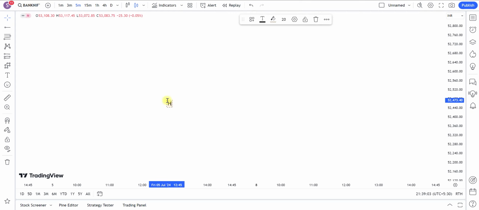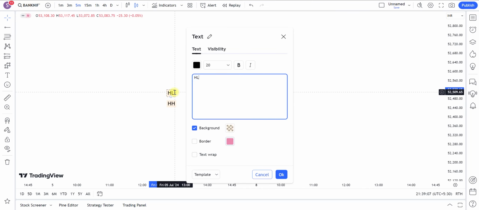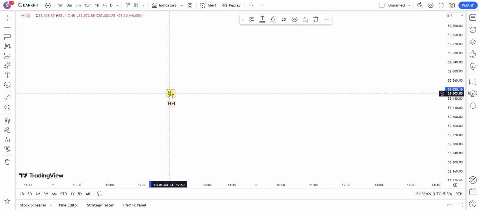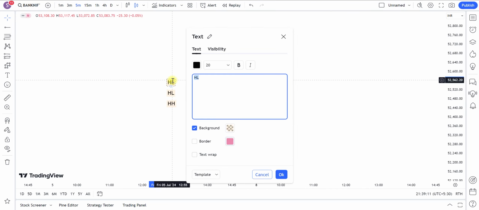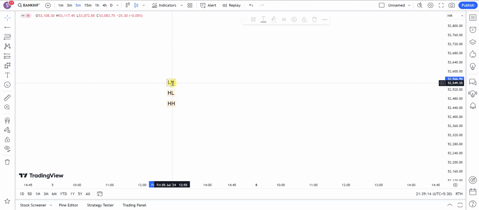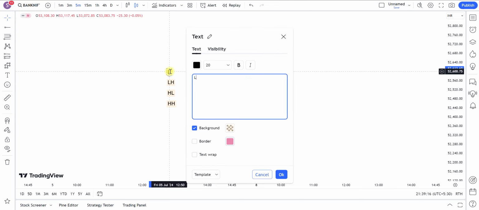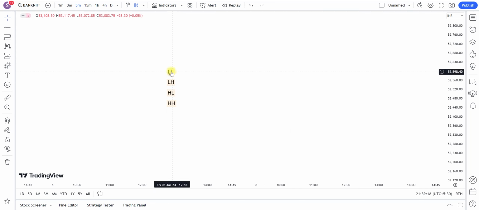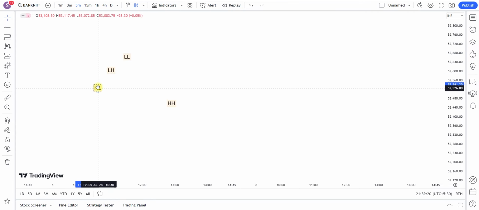So the first thing: higher high, higher low, lower high, lower low. These are the 4 structures which we need to identify always in the market.